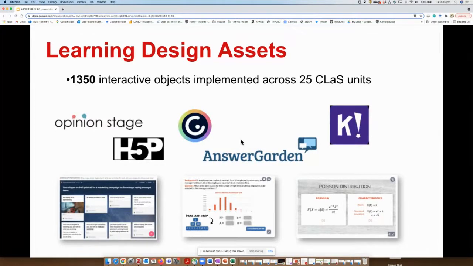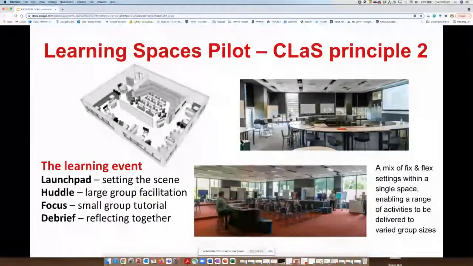And that is an issue that we're going to have to think about moving forward once the project funding is stopped. How do we continue to implement these kinds of technologies in our classes? And then one other project that's been running alongside our design and development of our class project is this idea of looking at the spaces for learning.